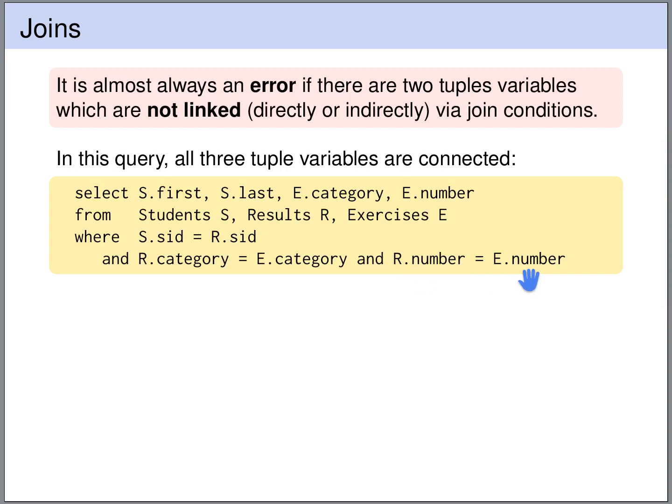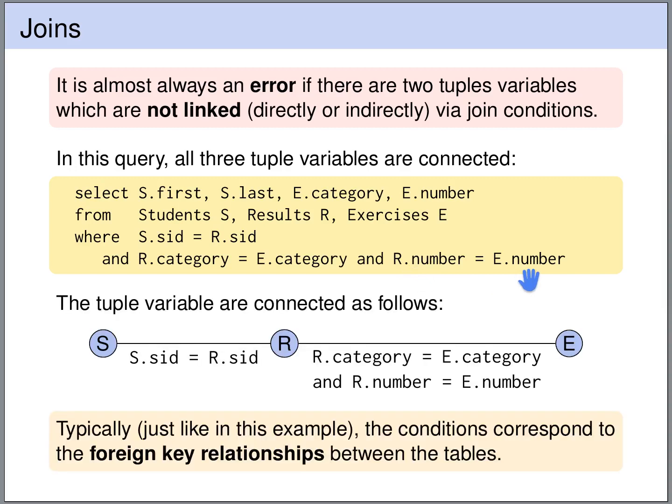We can display these join conditions in a so-called connection graph. Here we see that s and r are connected via this join condition, and r and e are connected via this join condition. So indirectly, s is also connected with e. All of the tuple variables in this query are connected.